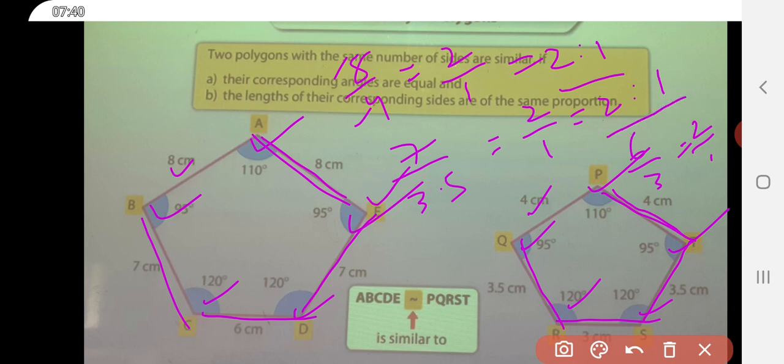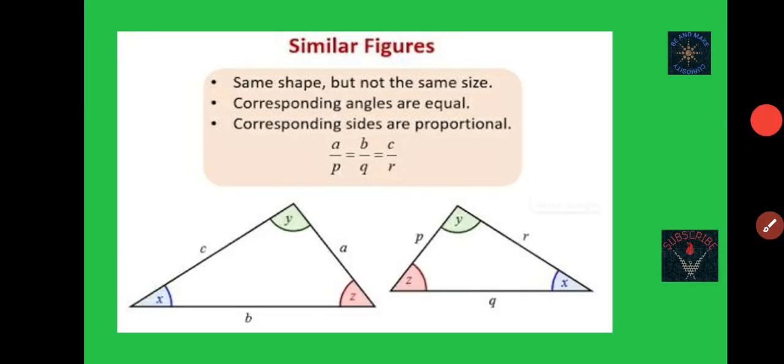So their corresponding sides are proportional. So you can say the two polygons are similar. The symbol for is similar to is this. So the pentagon ABCDE is similar to the pentagon PQRST.